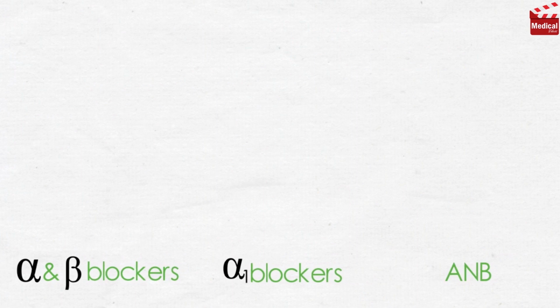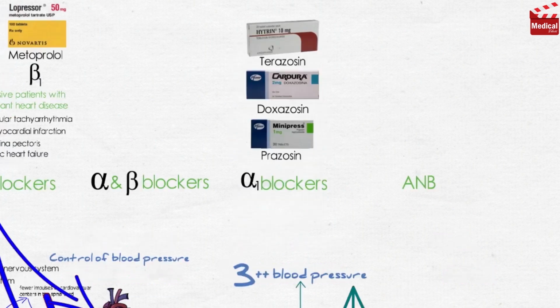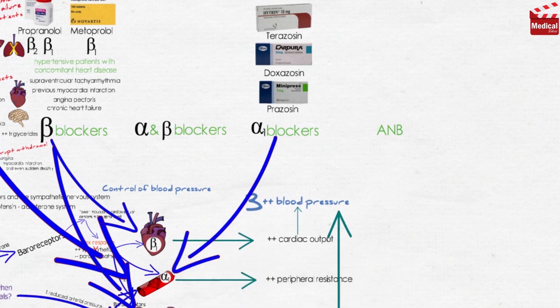And now let's move to the alpha blockers. Prazosin, doxazosin, and terazosin. They are selective competitive antagonists at alpha-1 receptors in the blood vessels, causing vasodilatation and decreasing blood pressure.